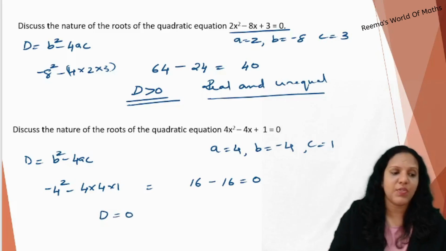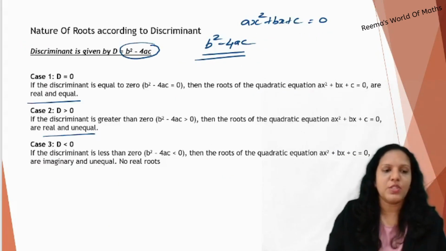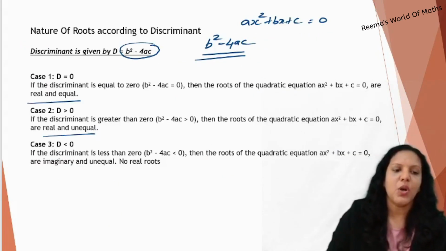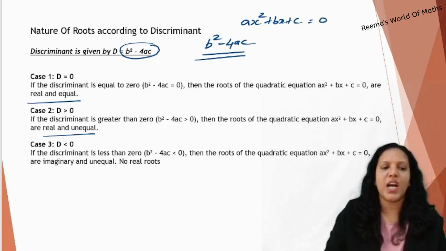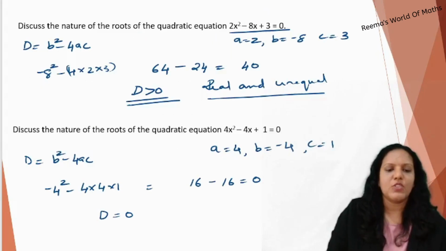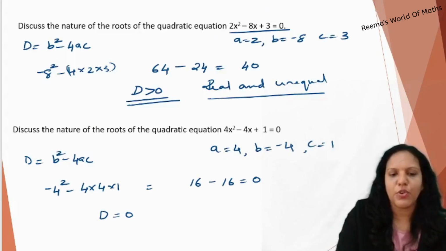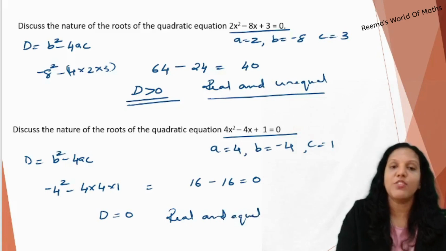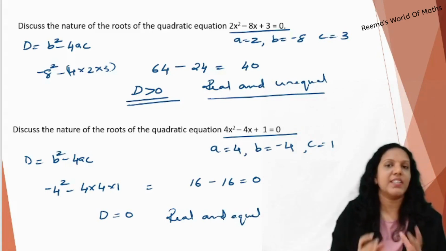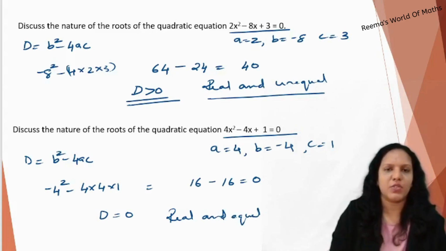So in this case, what is the nature of the roots? If D is equal to 0, if the discriminant is equal to 0, then the roots of that equation are real and equal. So the roots of this equation 4x squared minus 4x plus 1 are real and equal. Real and equal roots. So it will have two identical roots.